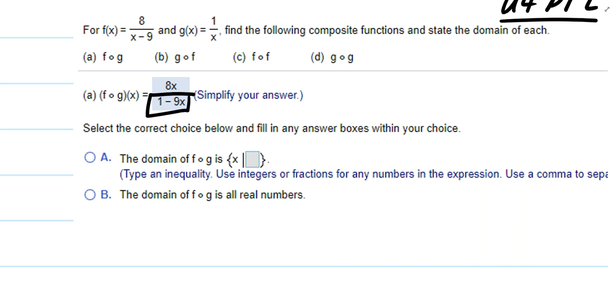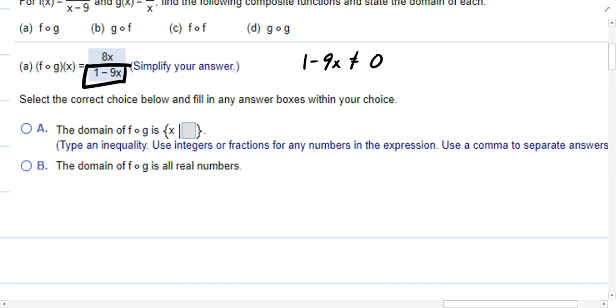So in this case, we don't ever want 1 minus 9x to equal 0. And so I'm just going to set up a mini equation here with an inequality. I don't want 1 minus 9x to equal 0. So I'll add 9x to both sides, and then I can divide by 9. And I'll end up with x not permitted to be 1/9.